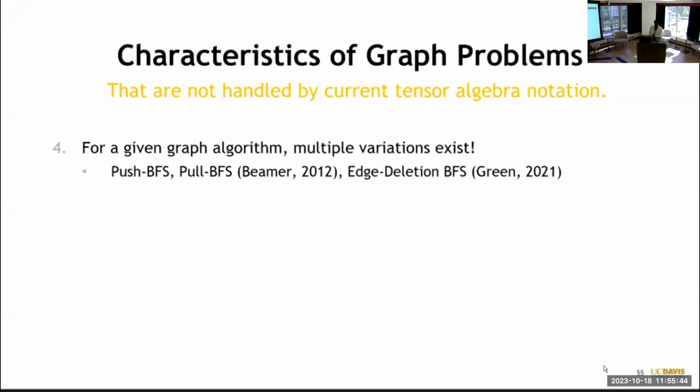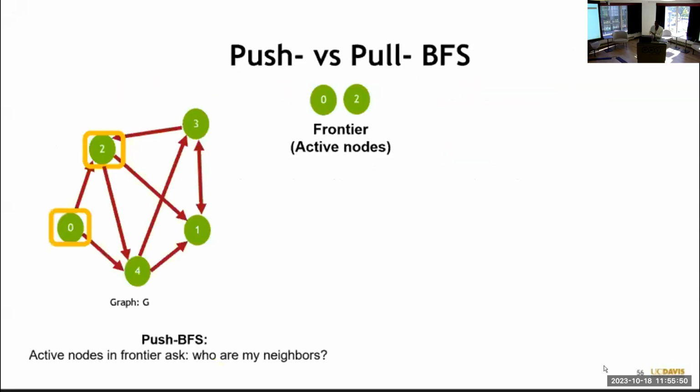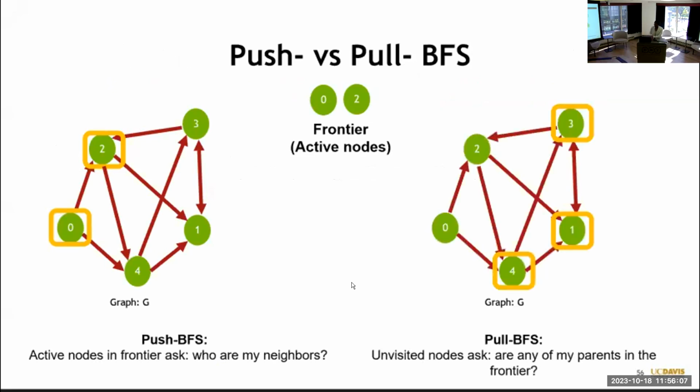And finally, a common characteristic of graph algorithms is that for a given graph algorithm, multiple variations exist. So let's go back to BFS. The variant we just walked through earlier is known as top-down or push BFS, where sources in the frontier check for their neighbors and push updates to their neighbors. It turns out there's another way to look at this problem, which is bottom-up or pull BFS, where on each iteration, destinations check if any of their parents are in the frontier. Now, it took decades till 2012 before this pull BFS approach was discovered by Scott Beamer. And it turns out that in practice, this approach is often combined with the push approach in high performant BFS implementations. So this is an important variation.